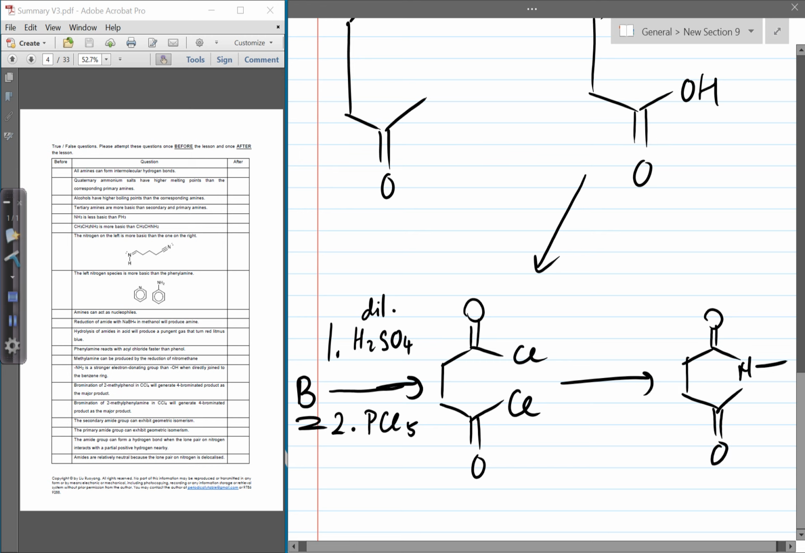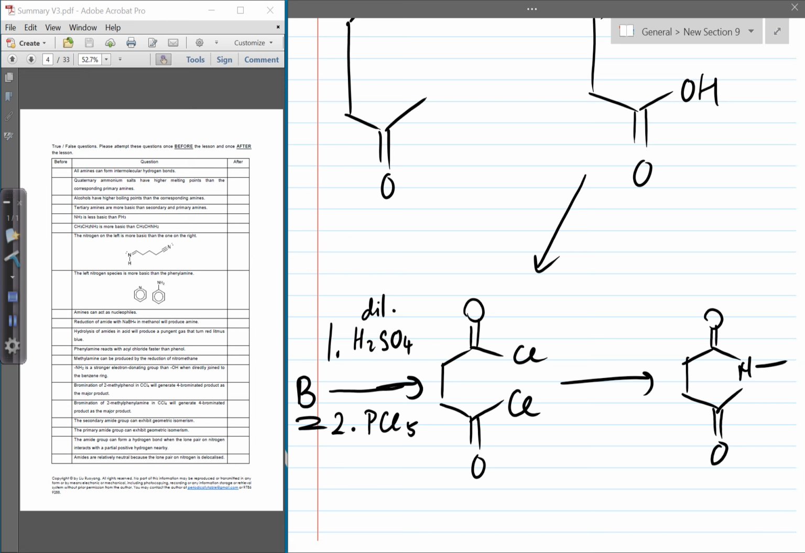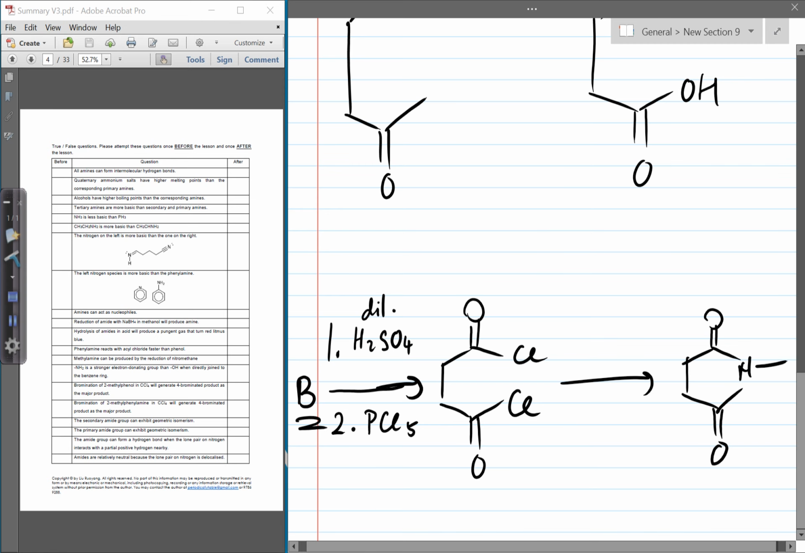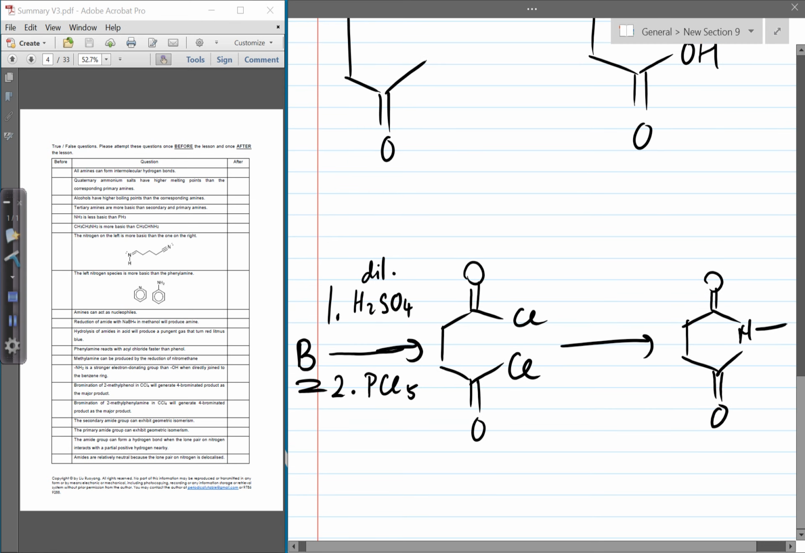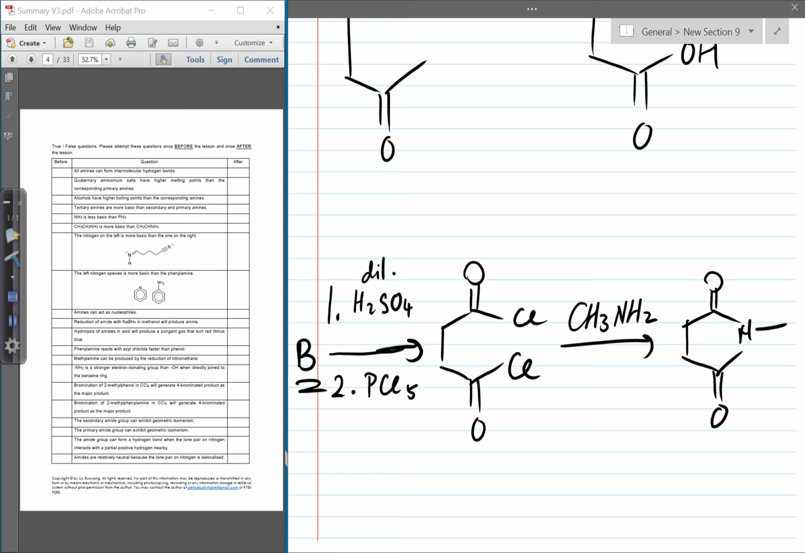What do you add? Remember, it's not an H, it's a methyl. So since it's a methyl, you just have to add methylamine. Correct? Quite straightforward. So CH3NH2, and that's it.